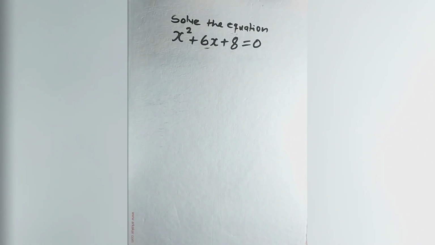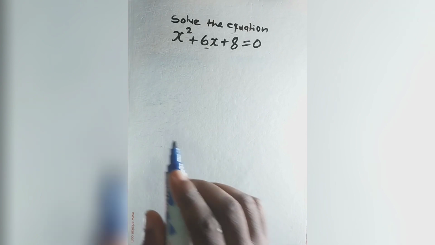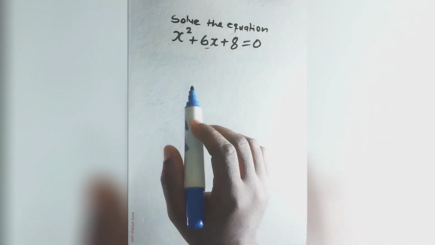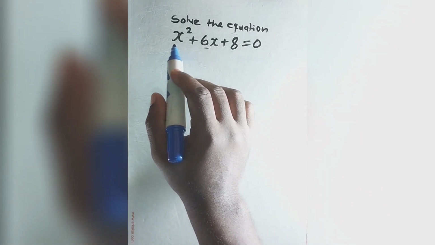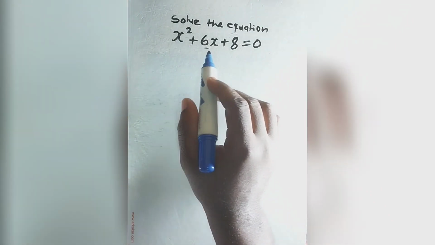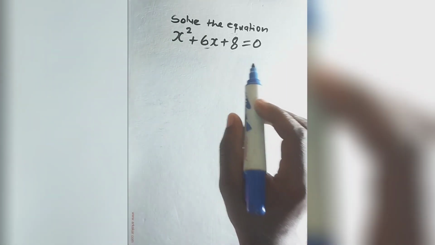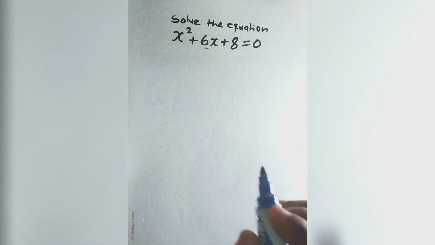Viewers, in today's lecture, I'm going to show you how to solve a quadratic equation and make it very easy for you to understand. So first thing, if you have a quadratic equation, you need to know you have your coefficient of x squared, the coefficient of x, plus the constant, which is equal to 0 and is always equal to 0.